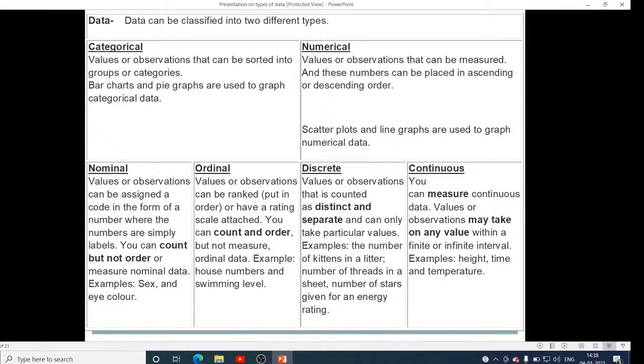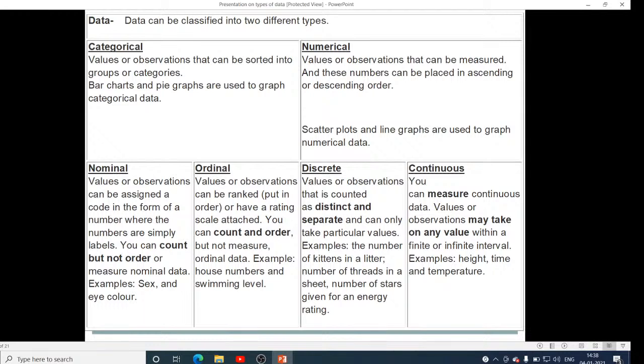Listen carefully. What are the examples of ordinal data? House numbers and swimming level. Swimming level also has some rating scale. Some rating also we give for swimming. So we can count how much rating they gave and we can put in order. Who wins, first and second, we can order, and rating we can count, but we cannot measure the data.